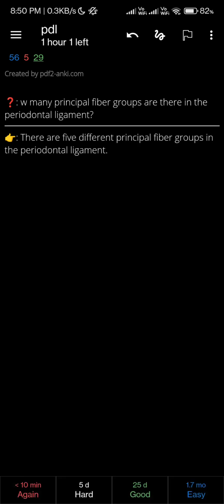So how many principal fiber groups are there in the periodontal ligament? There are five different principal fiber groups. What are some synonyms used to describe the periodontal ligament? We have periodontal membrane, alveolar ligament, then we have periosteum.